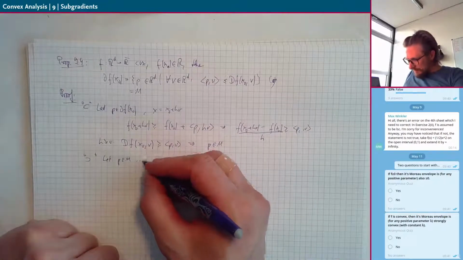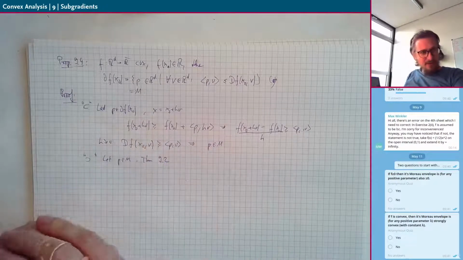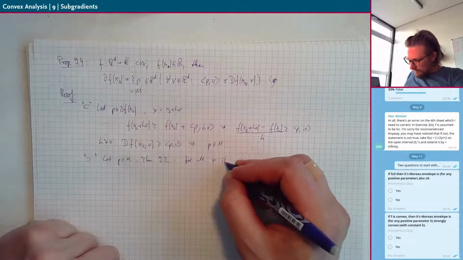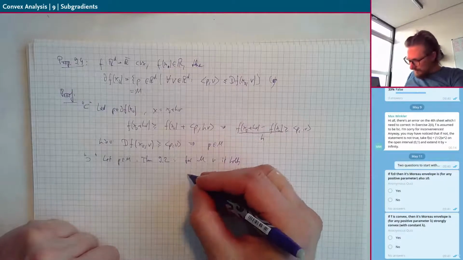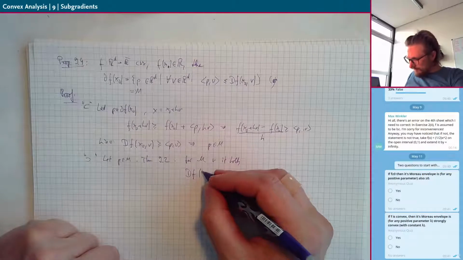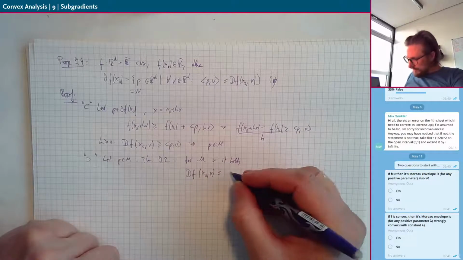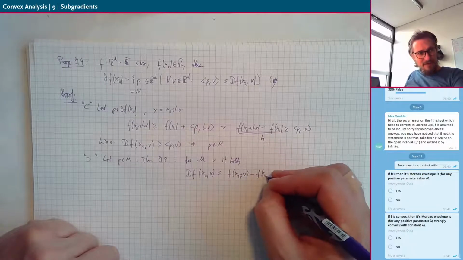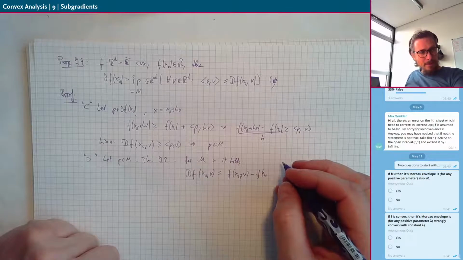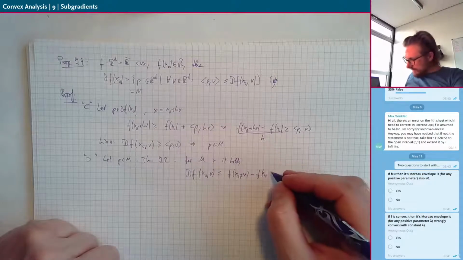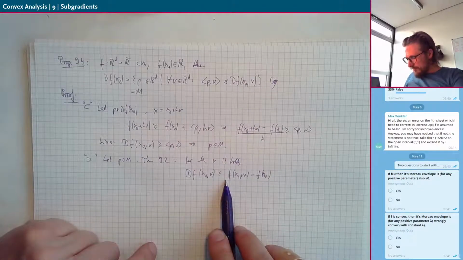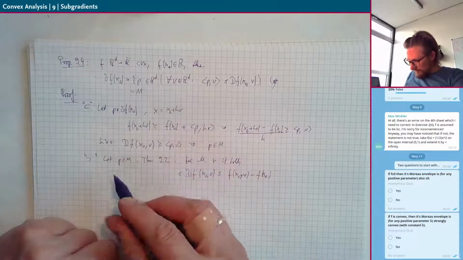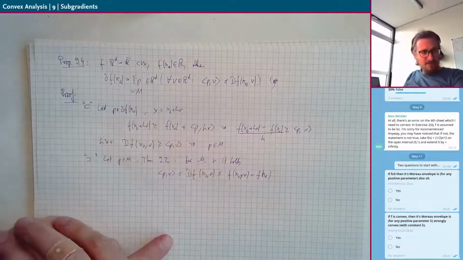By our first theorem on the directional derivative, theorem 9.2, we know that for all v, the directional derivative of f at x0 in direction v is smaller or equal to f of x0 plus v minus f of x0. By assumption we know p is in m, so this is smaller or equal to p times v in the inner product.